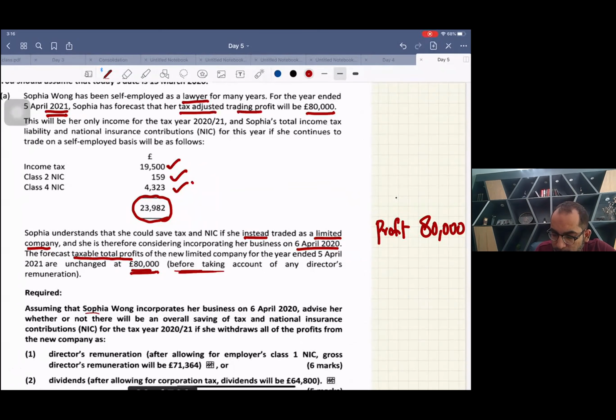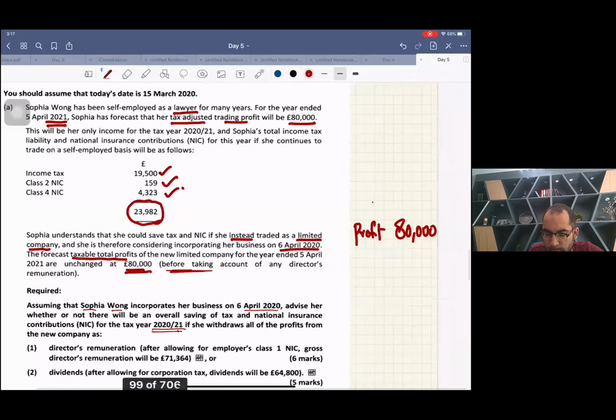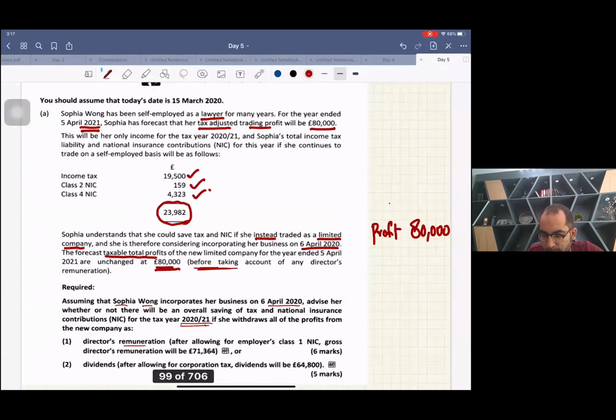Assuming that Sophia Wong incorporated her business on 6th April 2020, advise her whether or not there will be an overall saving of tax and NICs for the tax year 2021 if she withdraws all of the profits. See, you have two options. Number one, as a director remuneration, after allowing for class 1 employer NIC, the gross director remuneration will be 71,364. Very interesting.